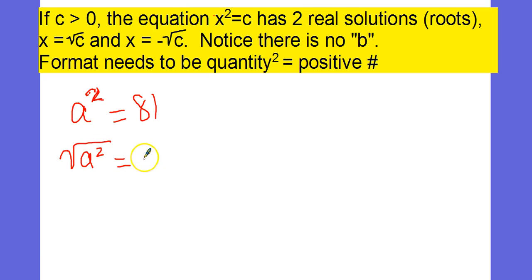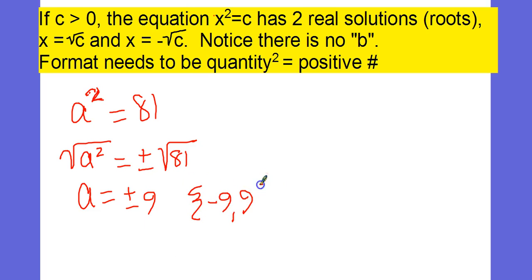But when I take the square root of a number, I have to remember that it has two answers: the principal square root, which is your positive square root, and the negative square root. Isn't it true that a could equal positive or negative 9? Negative 9 times negative 9 is positive 81, and 9 times 9 is 81. Write it in solution set as two separate solutions or roots. If I had to graph them on a number line, or when graphing a parabola, I can find them quickly.